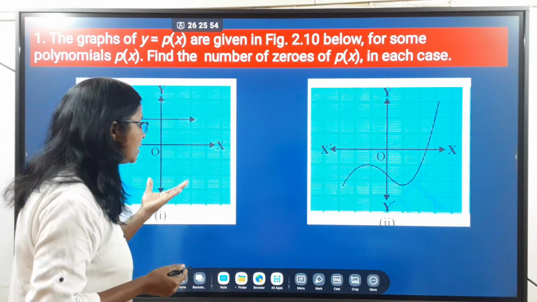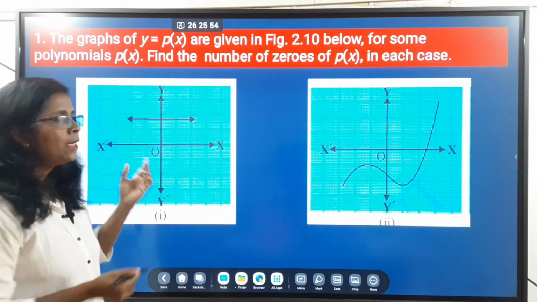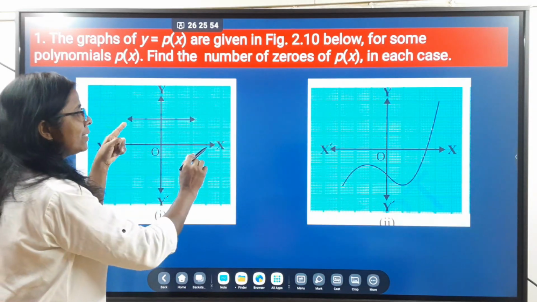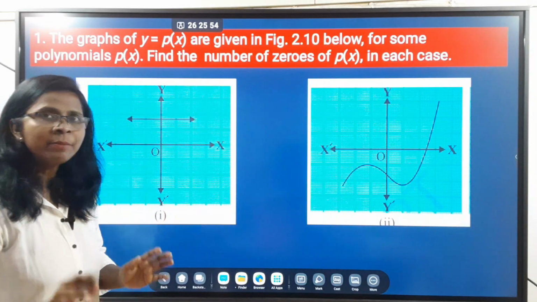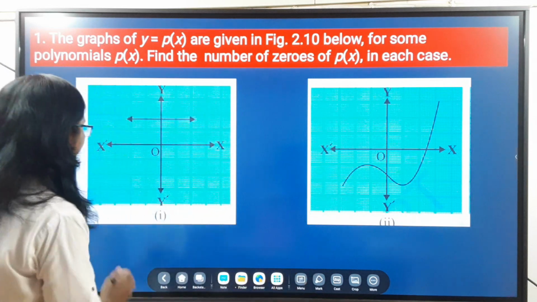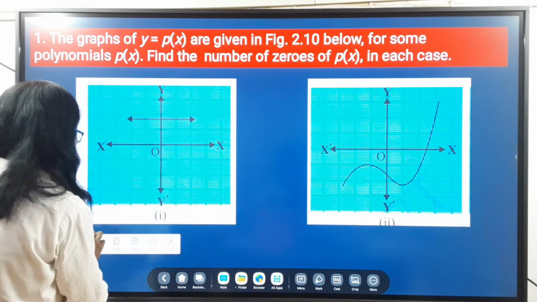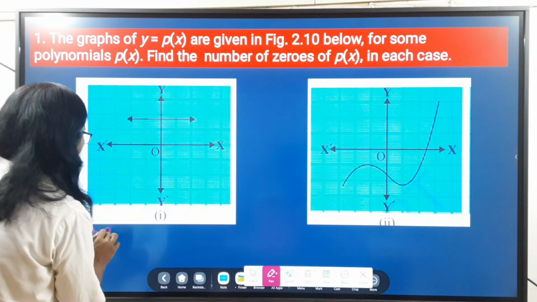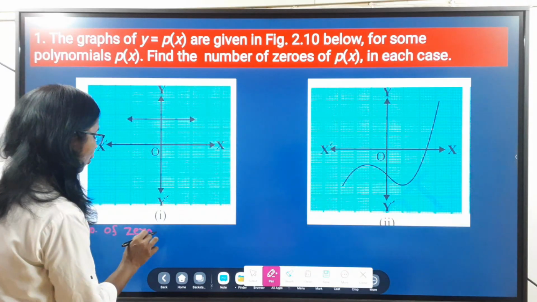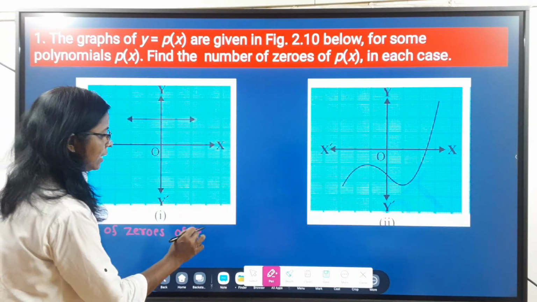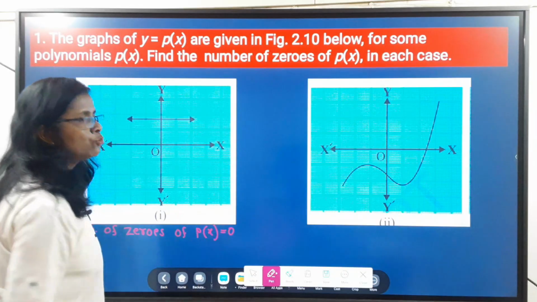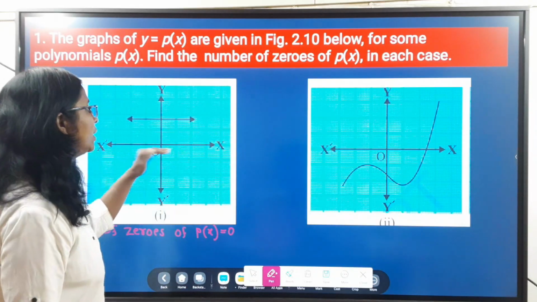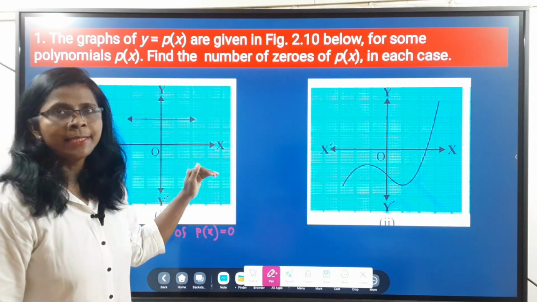But here in this figure students, this line does not intersect at any point, and that means students, here we say that the number of zeros of p of x is equal to 0. Okay students, there is no intersection at the x-axis.